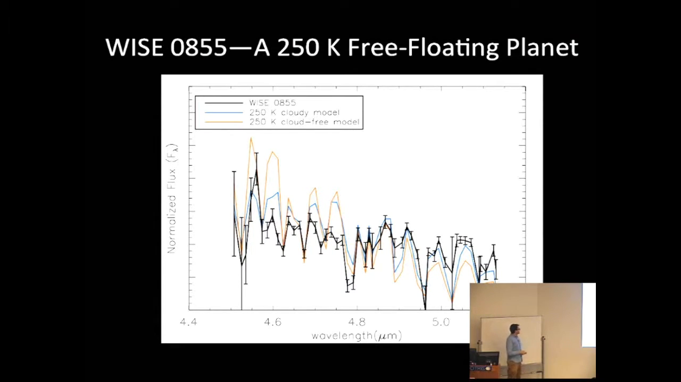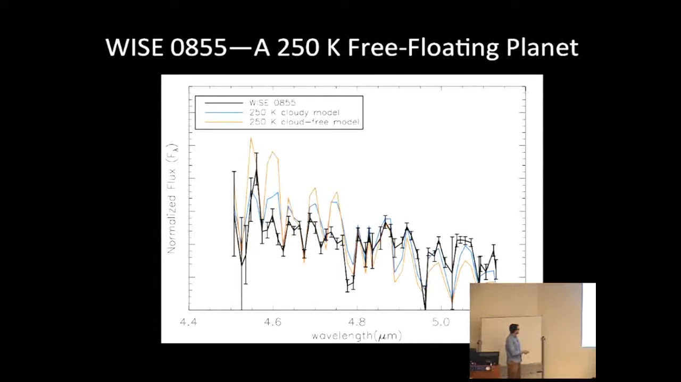So the first thing we did was try to figure out if there are water clouds on it. We have our blue model, which I showed on the previous plot, is the cloudy model, and then the orange one is the cloud-free model. Basically what the clouds do is collapse the absorption features.